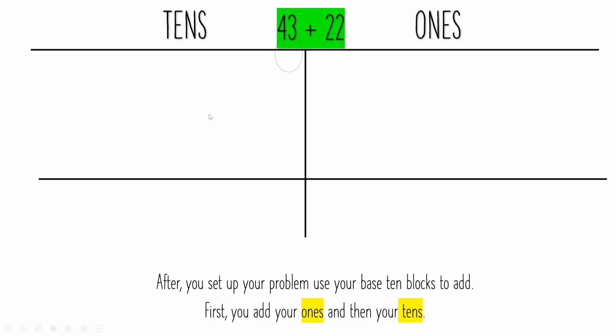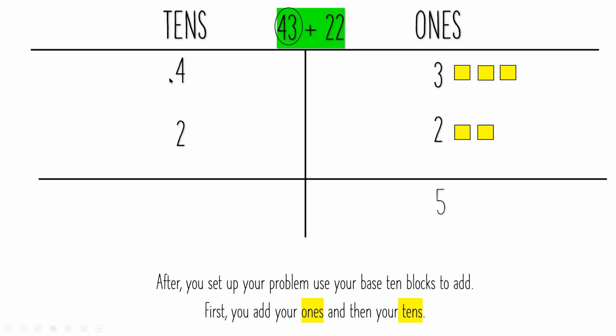After you set up your problem, you want to add your ones first and then your tens. So we are going to use our ones blocks to add our ones. 1, 2, 3. 1, 2. Now we're going to add them all together. 1, 2, 3, 4, 5. So 3 plus 2 is 5.